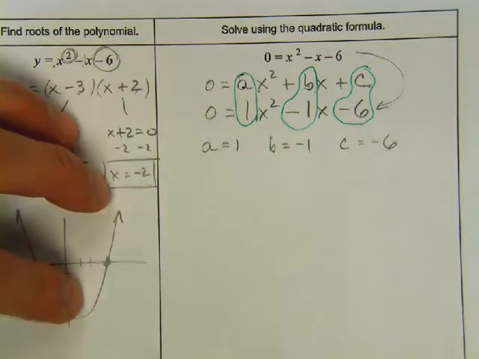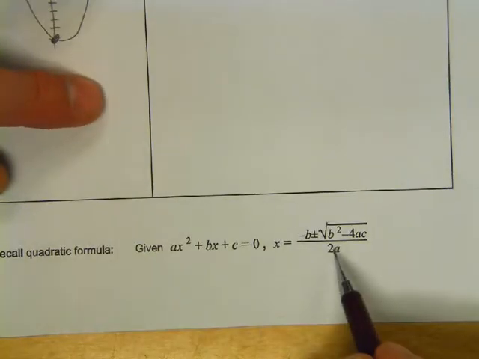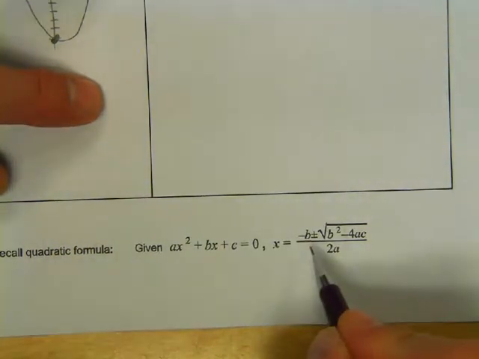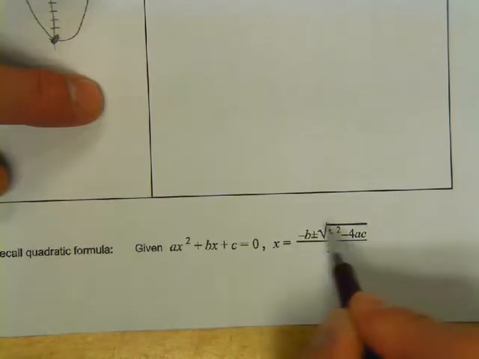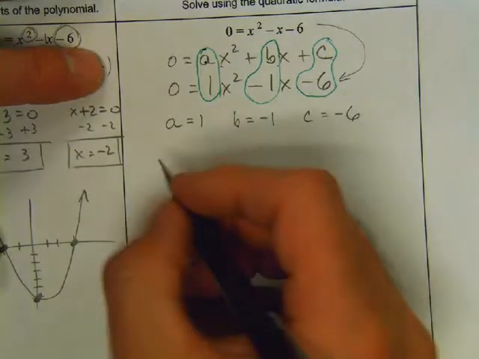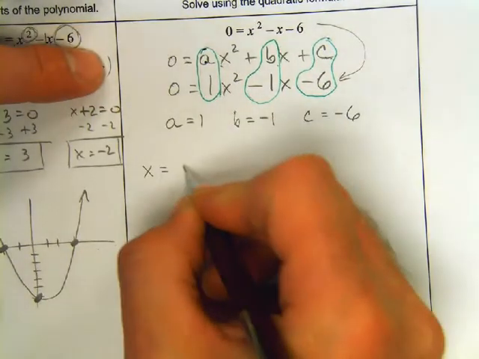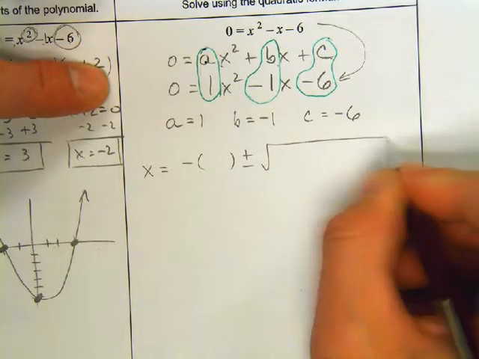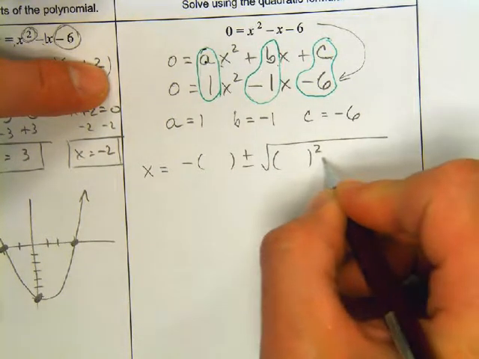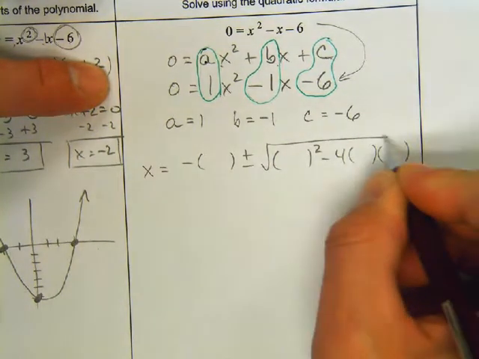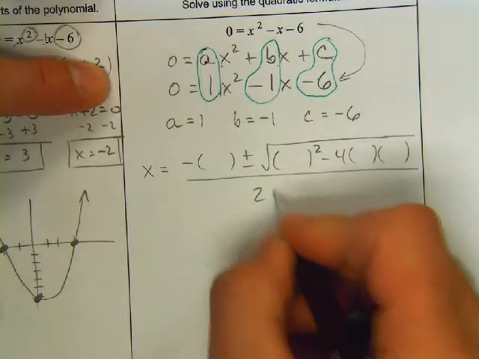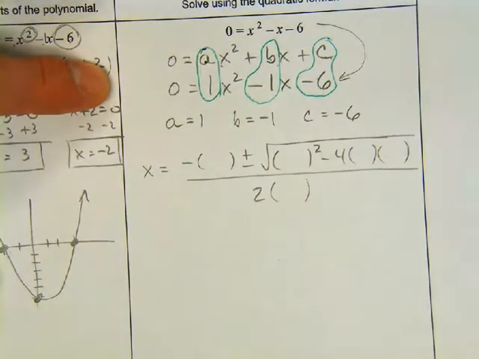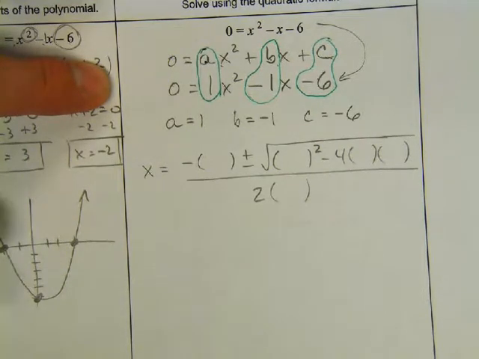Now, if you look down at the bottom of the page, I gave you the quadratic formula as a little reminder. And so what I'm going to do is rewrite this using parentheses instead of the a, b, and c values. So we know x equals minus b plus or minus square root b squared minus 4ac all over 2a. That's Pop Goes the Weasel in slow-mo.